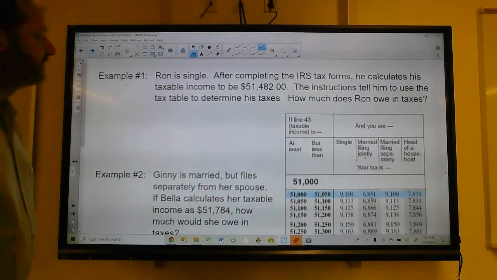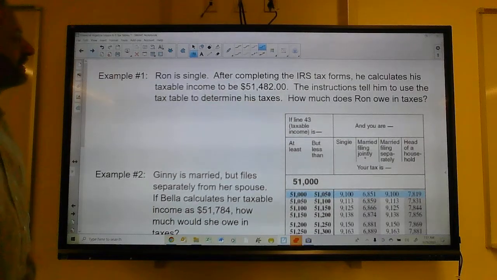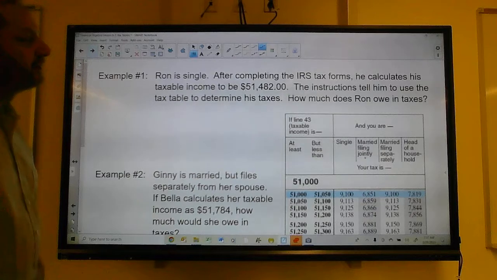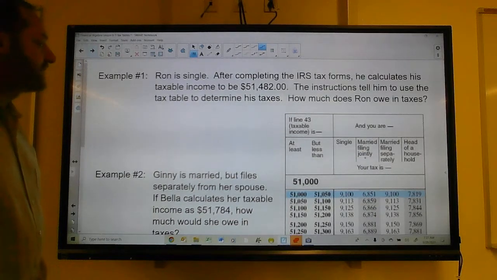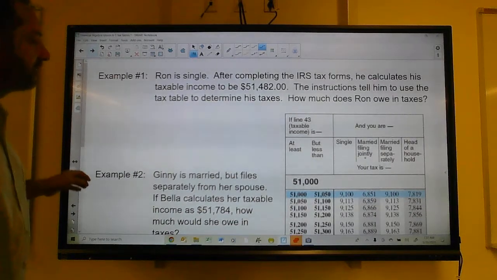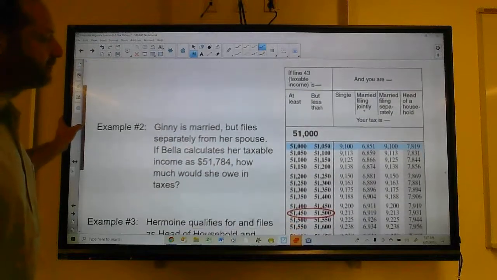Okay, so Ron is single. After completing the IRS tax forms, he calculates his taxable income to be $51,482. The instructions tell him to use the tax table to determine his taxes. How much does Ron owe in taxes? Okay, so this is a tax table right here.